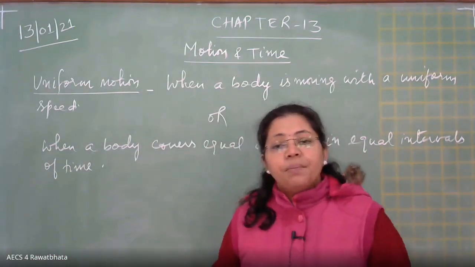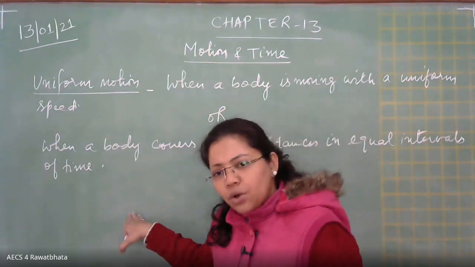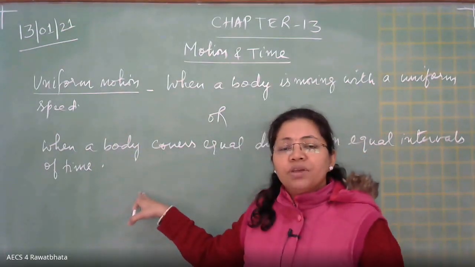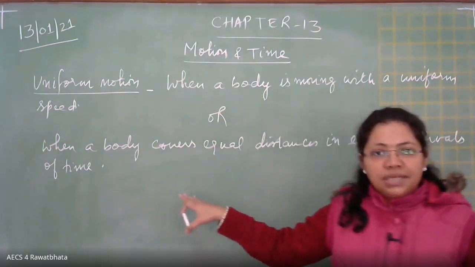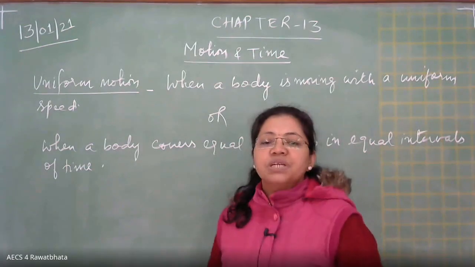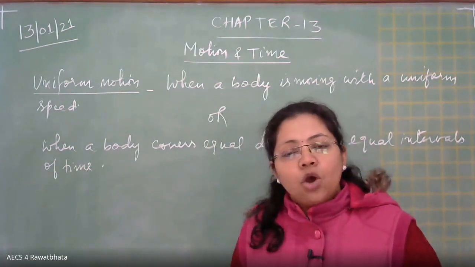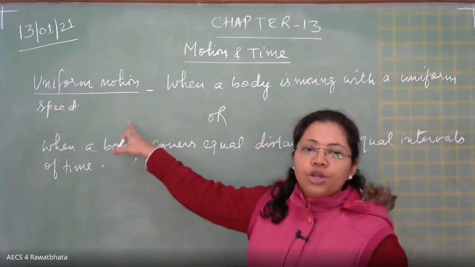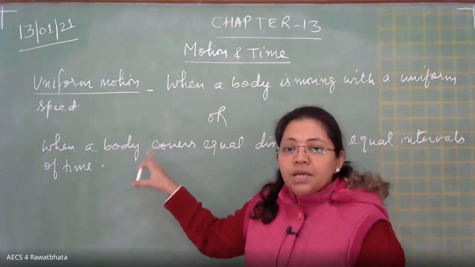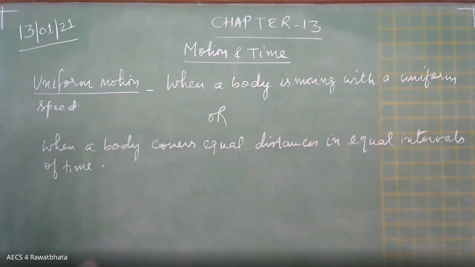And always remember that we can also write that when a body is moving with a constant speed, or there is another term, velocity. When we specify a speed with the direction, we call it velocity. So an object moving with a constant velocity can also be written as a definition for uniform motion, right?